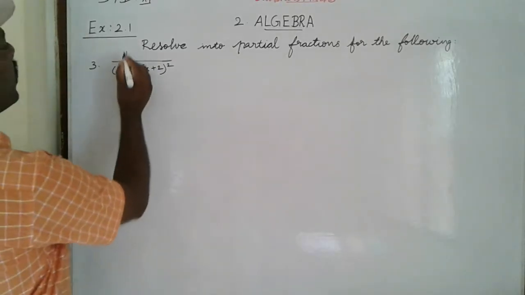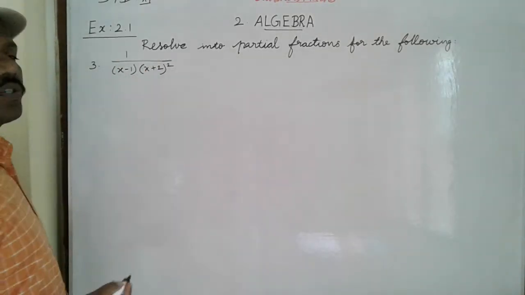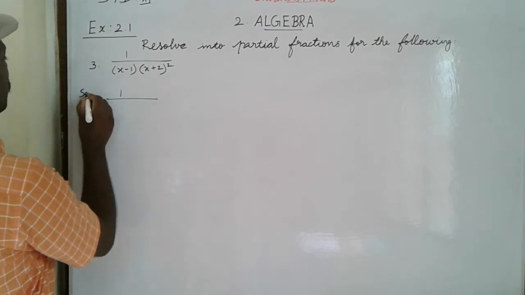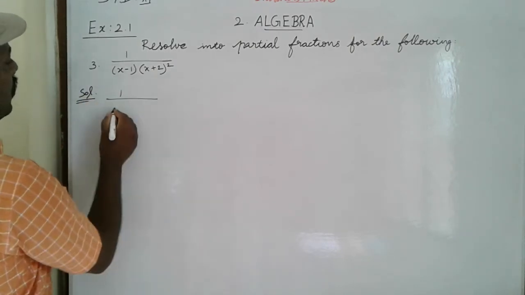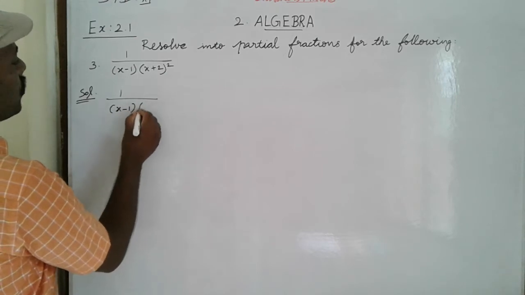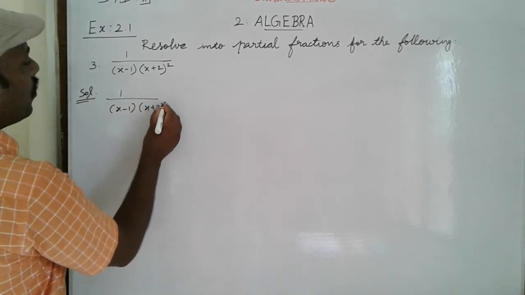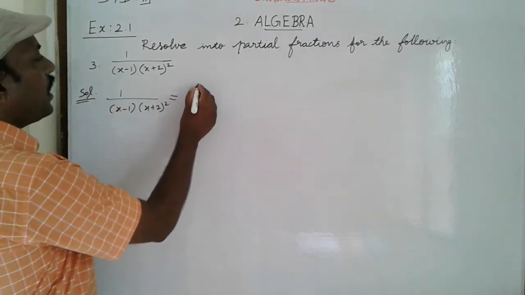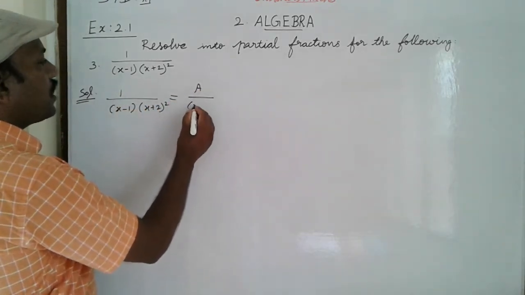Third sum: 1 divided by (x minus 1) into (x plus 2) whole square. Solution: 1 divided by (x minus 1) into (x plus 2) whole square equals, the first term is a factor, a divided by x minus 1.